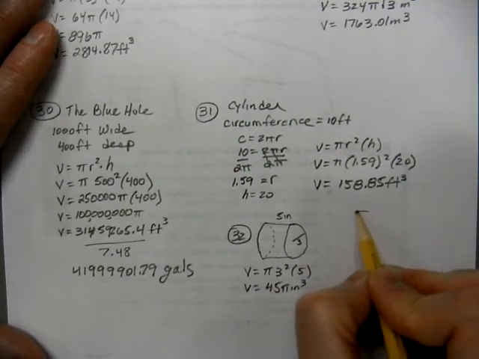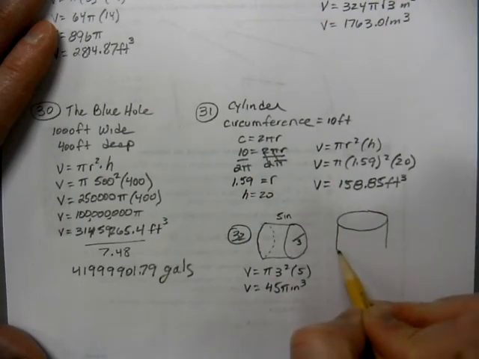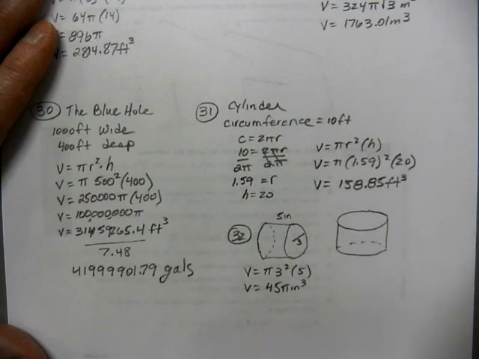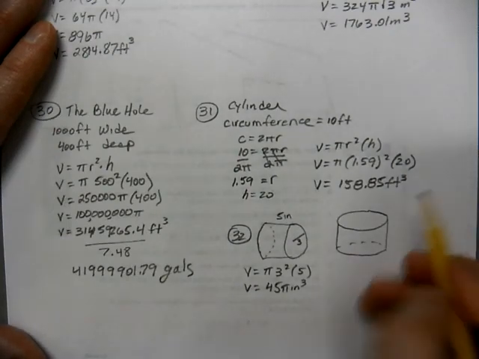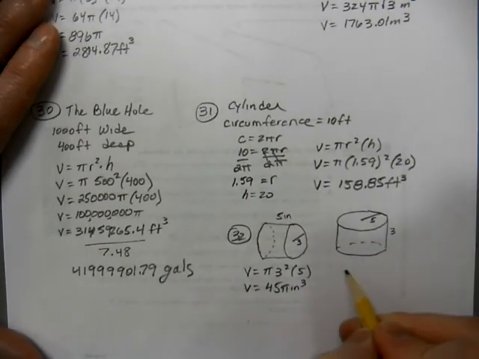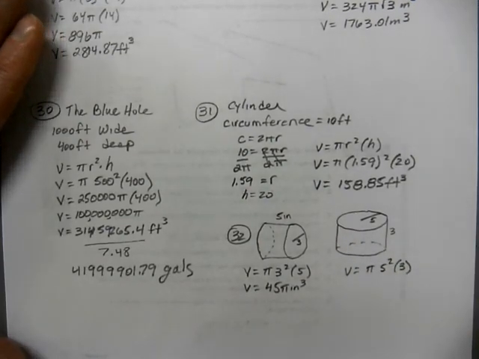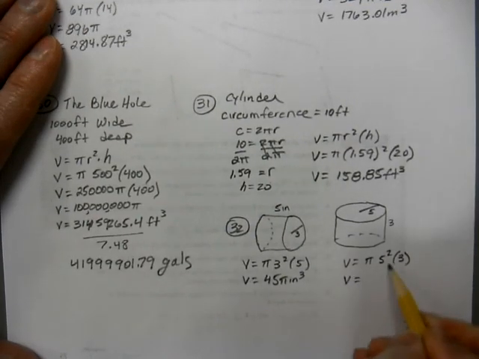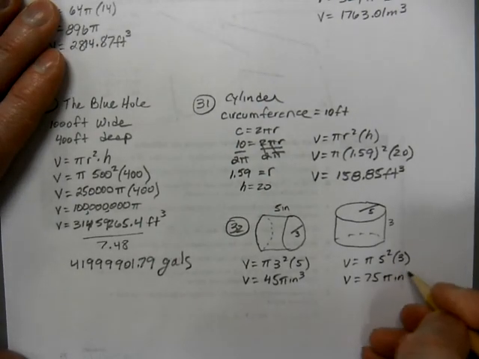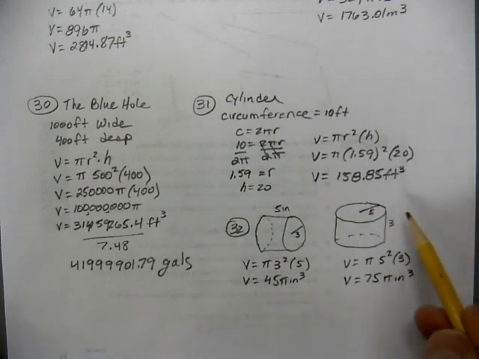Or is it going to be more to spin it the other way, where the radius is 5 and the height is 3? We're looking for the larger volume. 25 times 3 is 75. So you get your larger volume when you spin it horizontally.